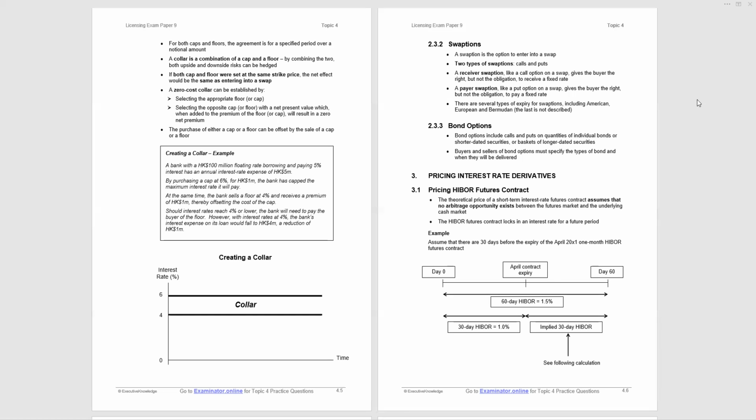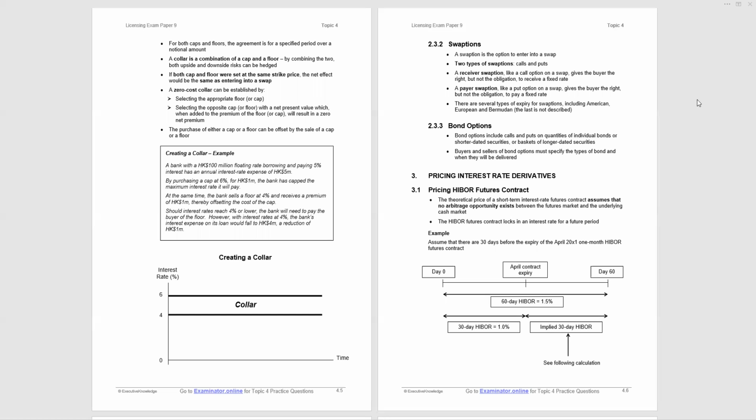Okay, let's look at a collar example. A bank with 100 million floating rate borrowing, paying 5% interest, has an annual interest rate expense of 5 million. Very straightforward. By purchasing a cap at 6% for 1 million, that's the option premium, the bank has capped the maximum interest rate it will pay. The maximum will be 6%, because if it goes above 6%, it will be compensated, bringing it back down to 6%.